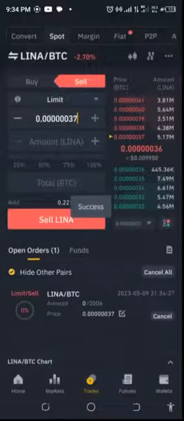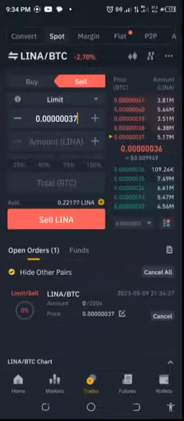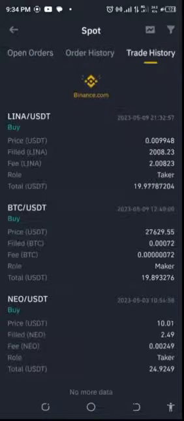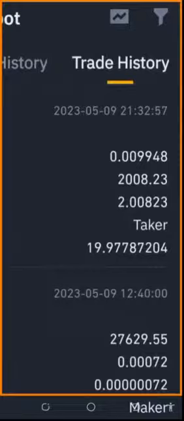Okay, so currently we're in the queue, but don't forget, we bought this. Let me go and check the trade history. We bought this for how much? We bought this for 0.009948. Okay, and we spent 19.97.